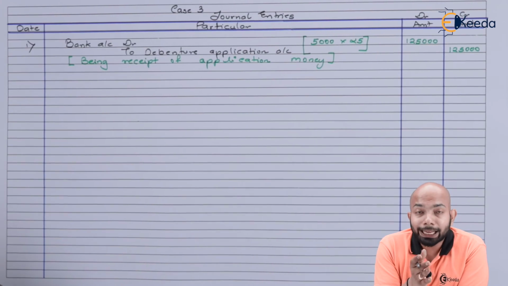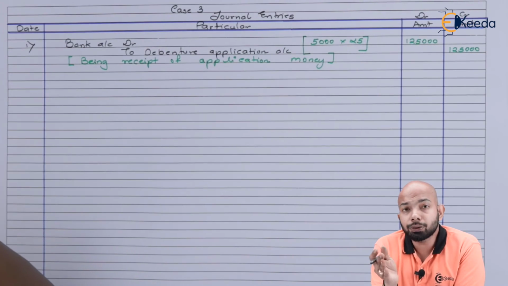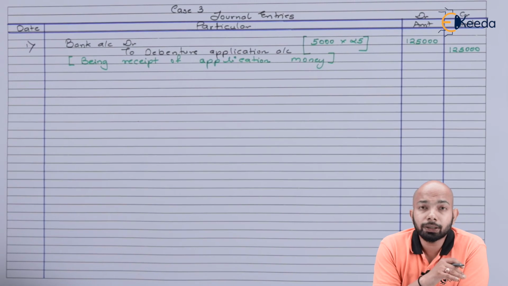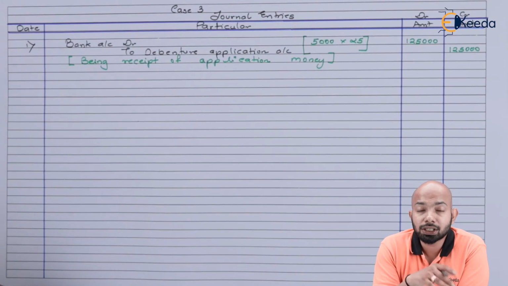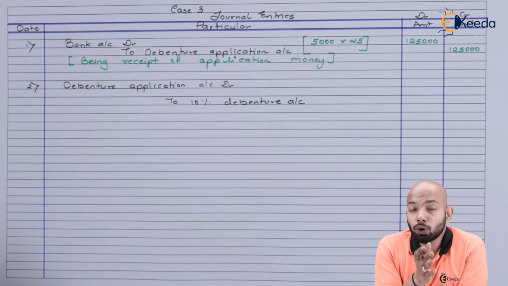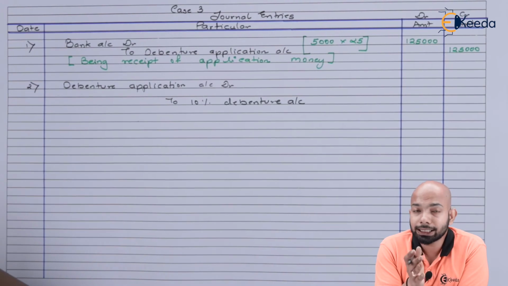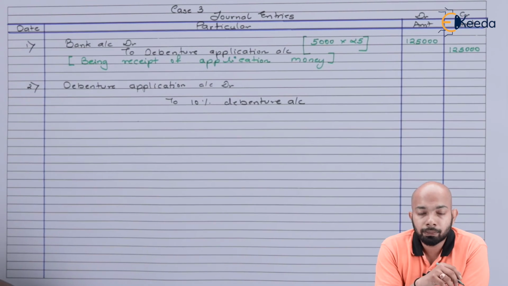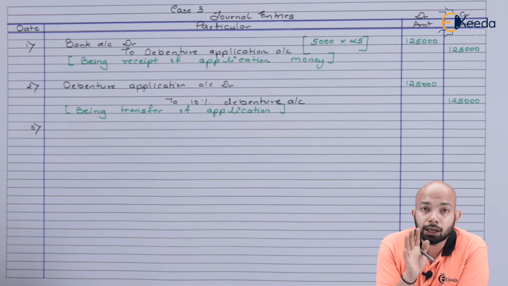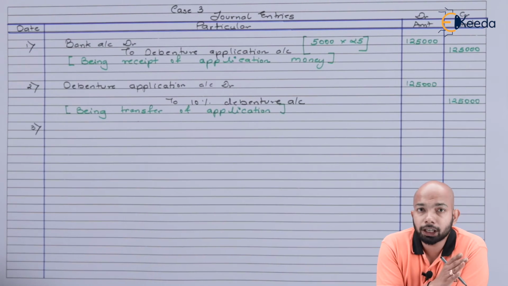Now, whatever application money we have received, we have to transfer it to the debenture account. So we'll move that to the debenture account for A Limited Company, which is in case 3. As there are no calls in arrears in this question, hence we don't have to worry about any kind of adjustment that needs to be done. Total amount, whatever we have received, we have to move it to the debenture account.